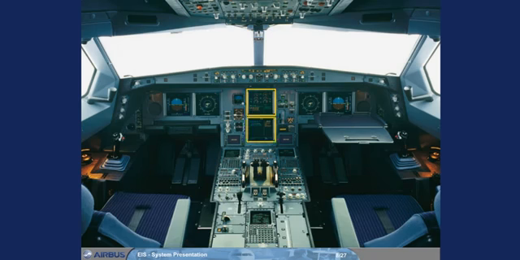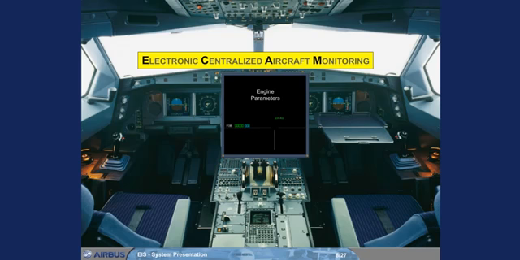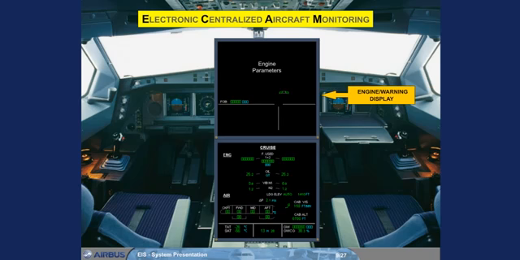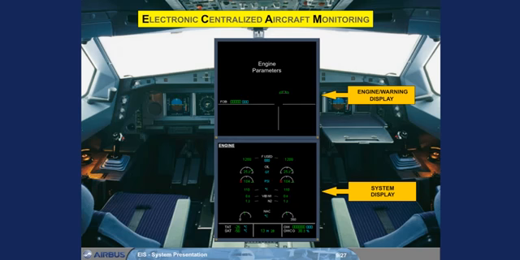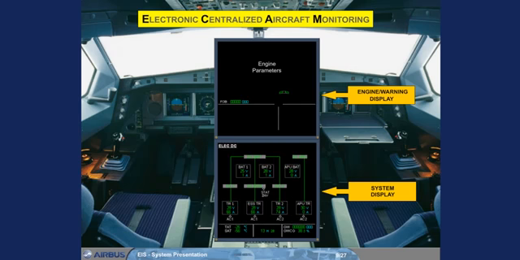The 2 displays in the center are dedicated to the Electronic Centralized Aircraft Monitoring System, ECAM. At this stage, we will simply introduce the ECAM displays and the related controls. The upper display is called the Engine Warning Display, EWD. The lower ECAM display is called the System Display, SD. Various aircraft system parameters can be viewed on these screens. As an example, you can see a sequence of all SD pages, one after the other.